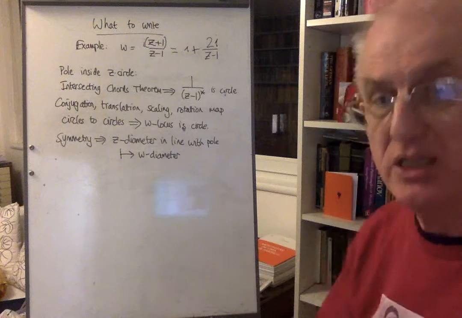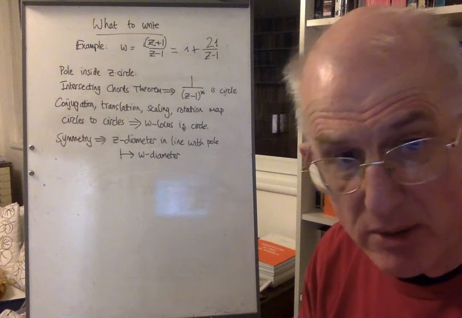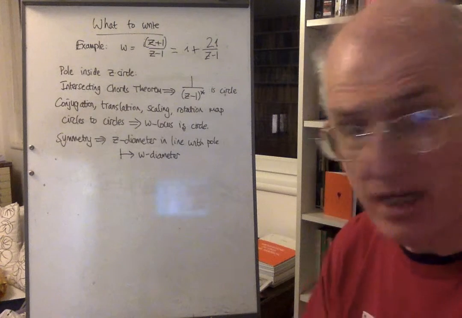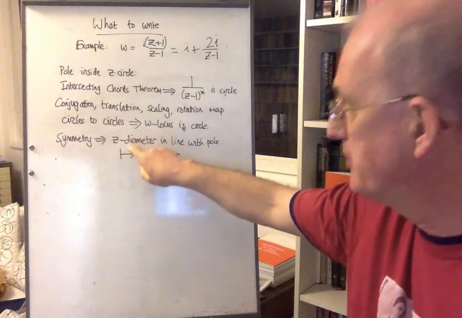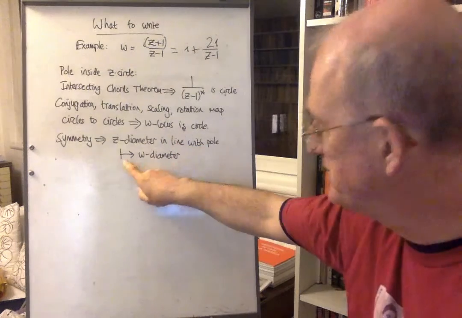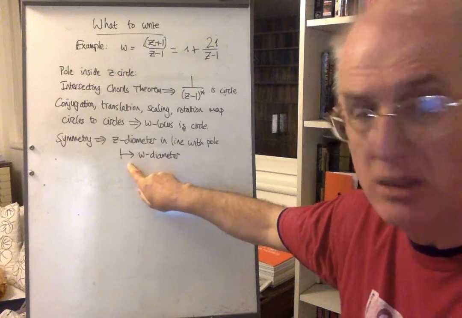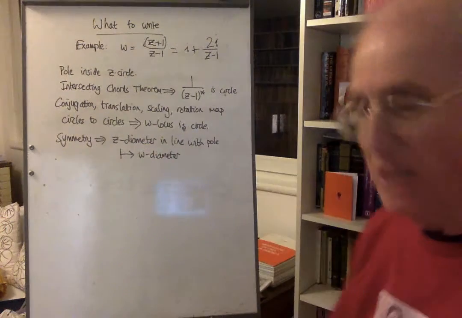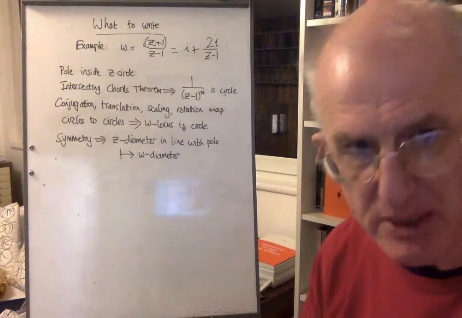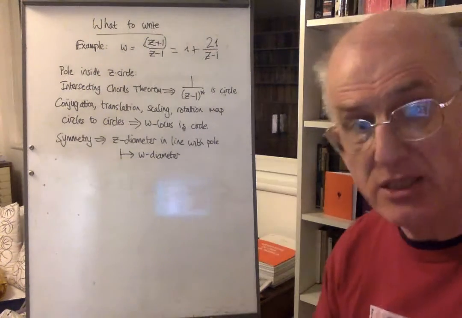Final thing you have to cite is why you can get a w diameter from a z diameter. And you say symmetry implies that the z diameter in line with the pole maps to a w diameter. That symbol means maps to: z diameter in line with the pole maps to the w diameter. Okay, that's the case when the pole is inside the circle.